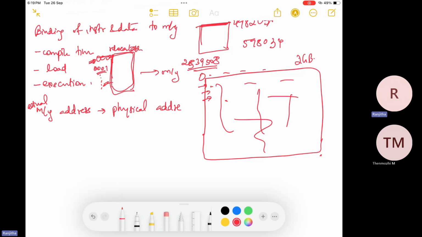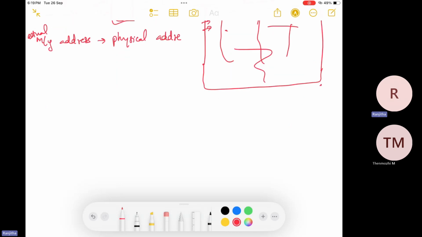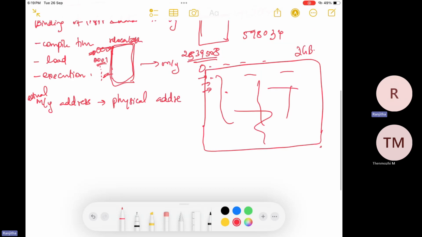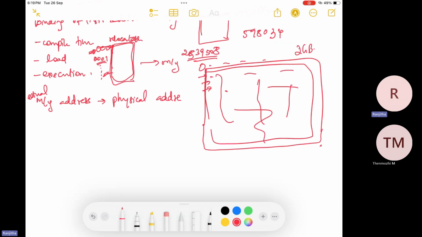Coming back to contiguous allocation. As I said, this is the memory available, the RAM. One can either get a contiguous chunk of space in this memory and directly load the program here. This is called contiguous memory allocation, so all the instructions in this program will be available in continuous locations.